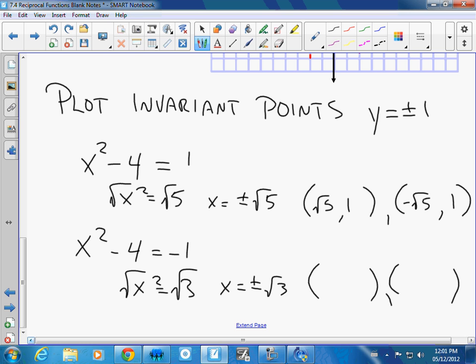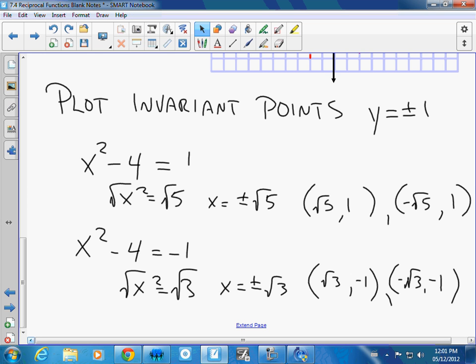What about the next one? What's x in this case? Plus or minus root of 3. And look, what are the y values? Negative 1. What do you think that is? Invariant points. You make y equal to positive or negative 1. There are points that are the same on the original as they are on the reciprocal. Write that down. They're the same points.